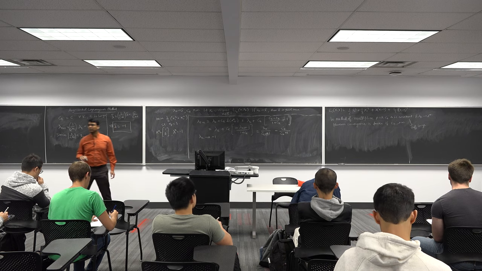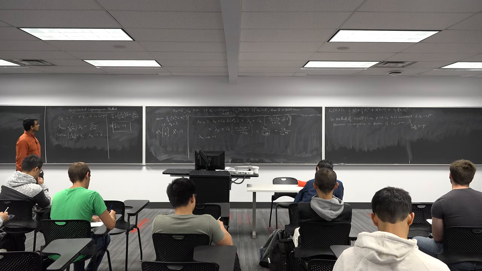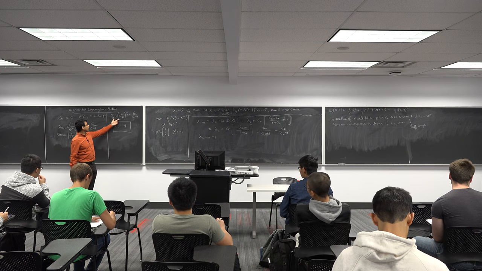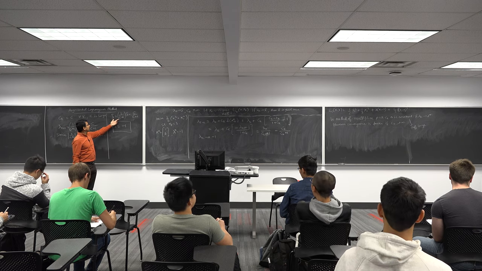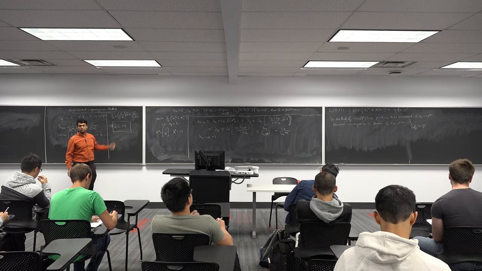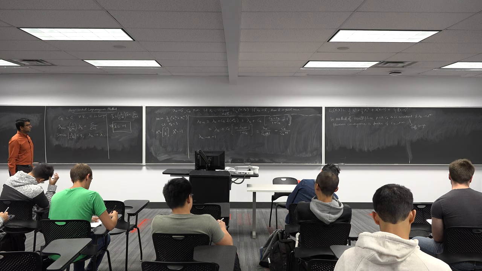Yes? Is that lambda bar exactly equal to minus 1 or approximate? No, it's exactly equal to minus 1. So if you solve this expression, C over C plus 1 lambda bar equals minus C over C plus 1. So it's exactly equal to minus 1 here.